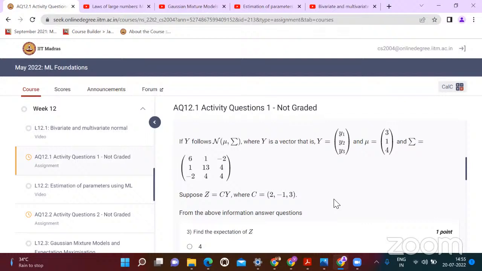For example, y's mu has been given: y1 has the mu value 3, y2 has the mu value 1, y3 has the mu value 4, and the sigma matrix is also given. So what does that 6 represent here? Can somebody tell me what that 6, or what that 13, represents here?